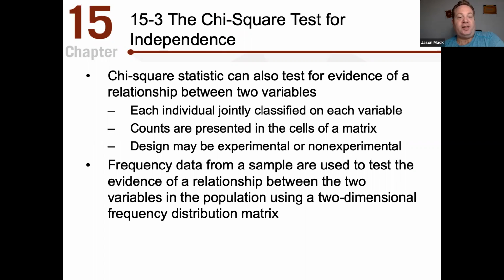The chi-square test for independence. The chi-square statistic can also test for evidence of a relationship between two variables. Each individual is jointly classified on each variable. Counts are presented in the cells of a matrix. The design may be experimental or non-experimental. Frequency data from a sample are used to test the evidence of a relationship between the two variables in the population using a two-dimensional frequency distribution matrix.